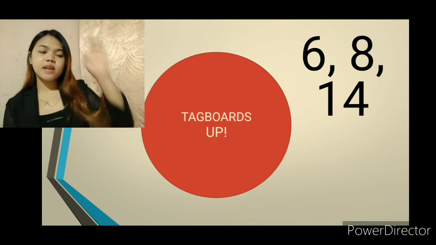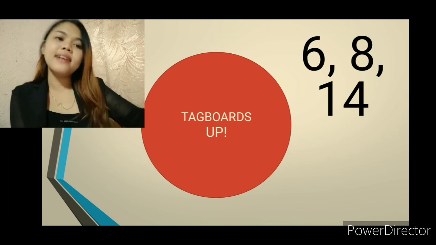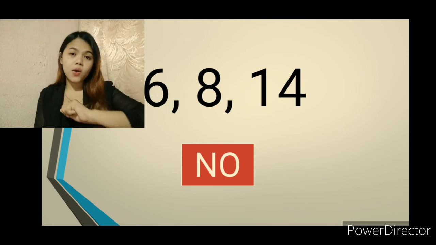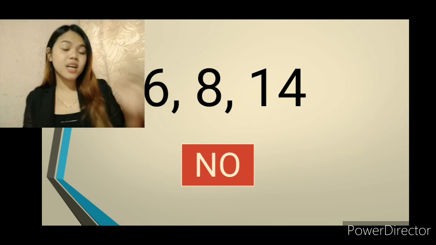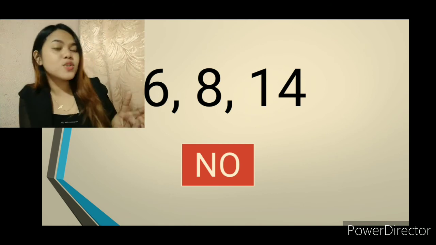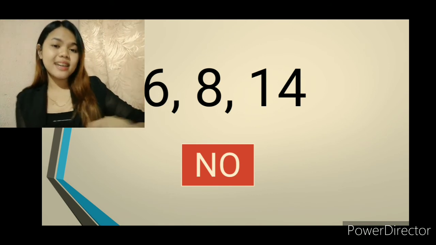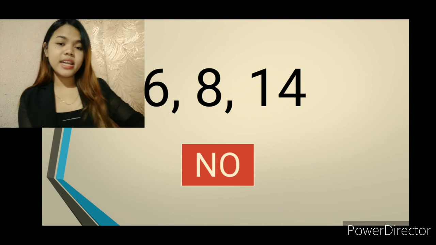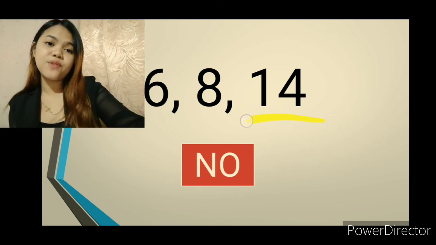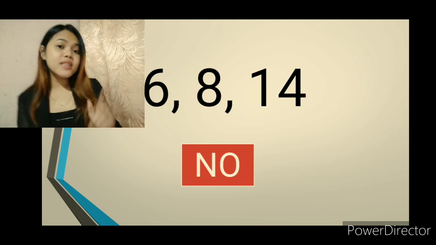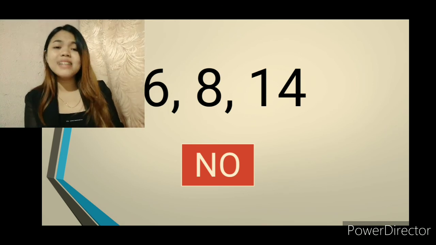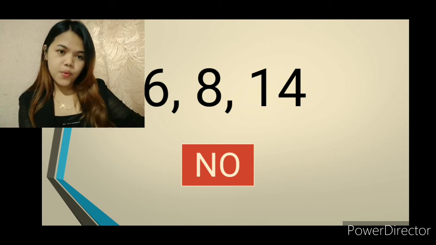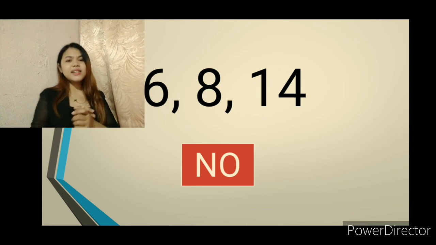Timer's up. Tag words up. Okay, so the correct answer here is no. It's not a triangle because, again, the two shorter lengths are 6 and 8. When you add them up, it equals 14, and the third side here is also 14. If the sum is equal to the longest side, or the third side, then it is not a triangle. So the correct answer here is no. Okay, so is that clear, everyone?